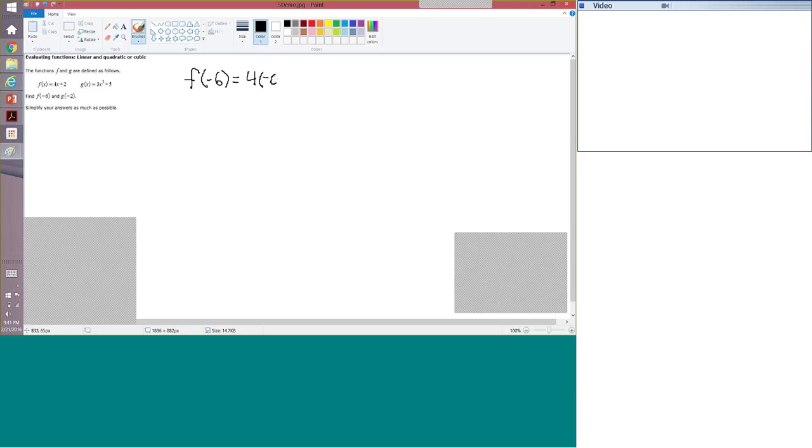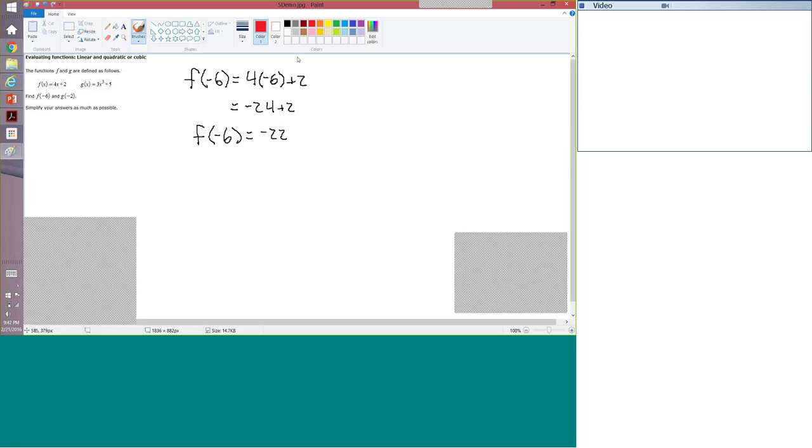So we're going to do 4 times our x plus 2. Well, 4 times negative 6 is going to be negative 24 plus 2. So our f of negative 6 is equal to negative 24 plus 2, which is negative 22.